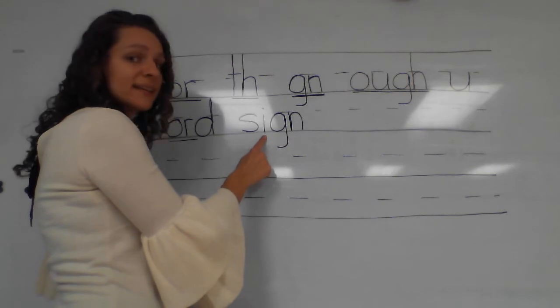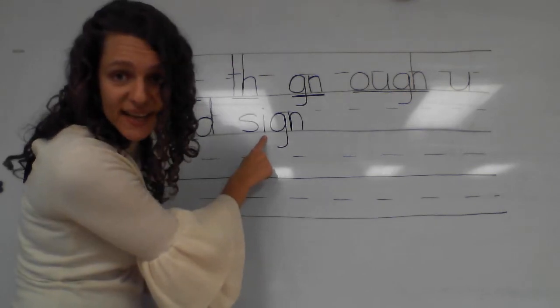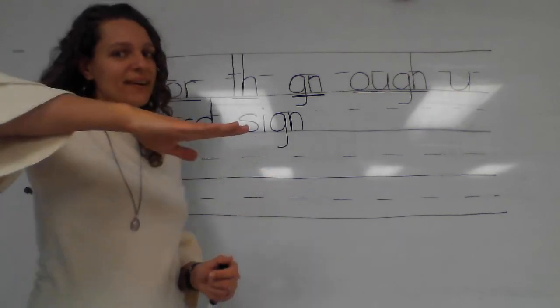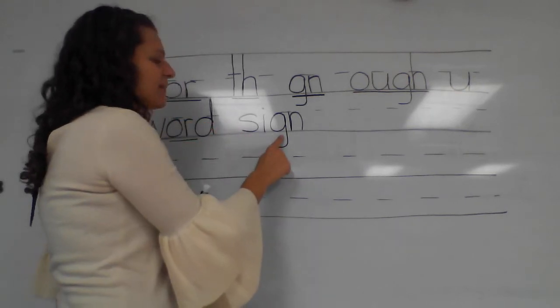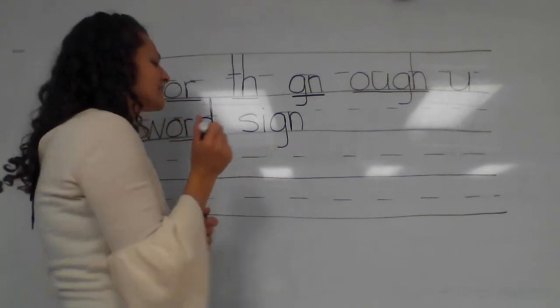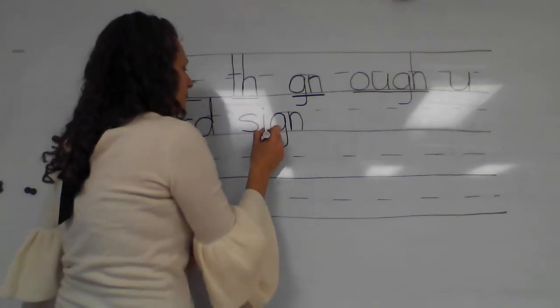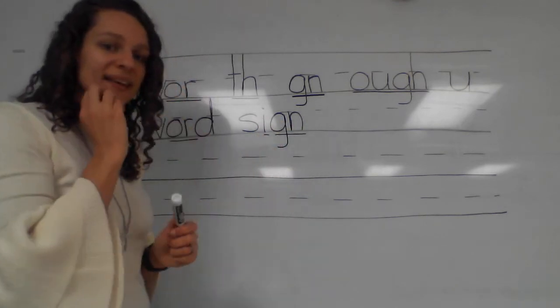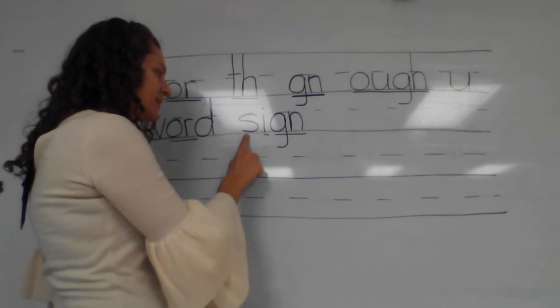How about this? Wait a minute, isn't this saying its name? Show me how we mark any vowel that says its name. Good. And how about this? Good, we need to underline our N, two-letter N as well. Pick up your pencil. All right, let's read our word.